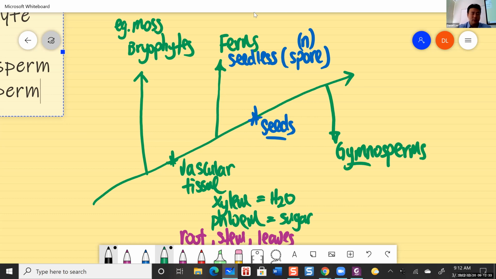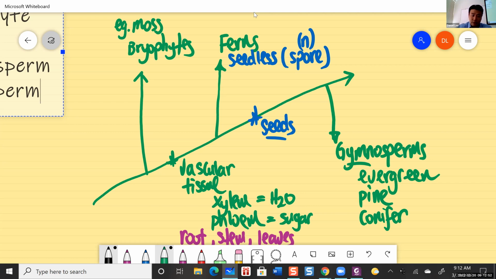They're not enclosed in a fleshy fruit. So these ones are your evergreens, if you have them at home. You have the pine trees, the cone-bearing conifers. So they have needles like these. They live in taiga forests like Canada.